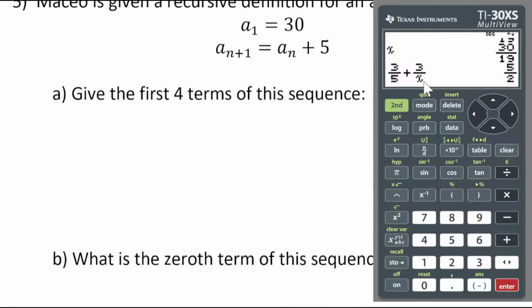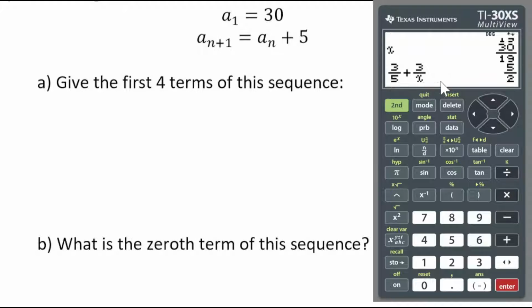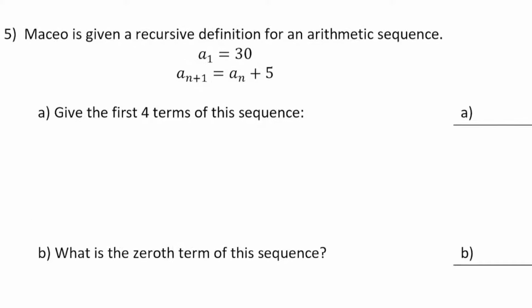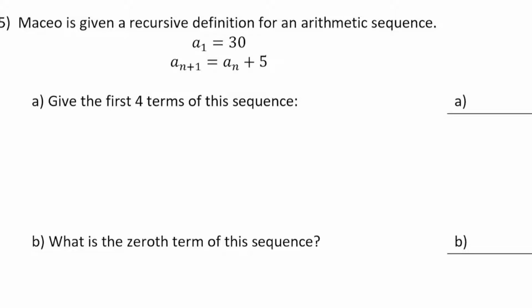Okay, in question 5, it says Maceo is given a recursive definition for an arithmetic sequence. Here we go. So you can see the definition here. Remember how I read this?